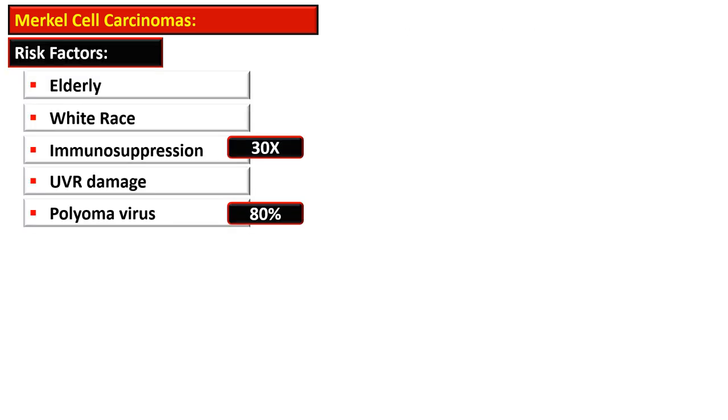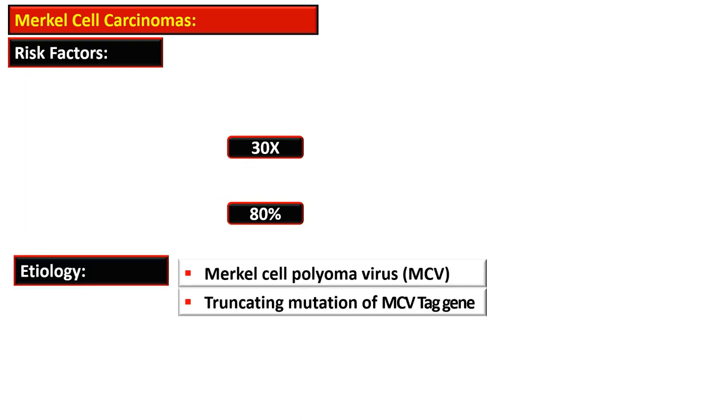So the risk factors for Merkel cell carcinoma can be summarized as an elderly white person, and if the person is immunosuppressed, he or she has more than a 30-fold increased risk of getting Merkel cell carcinoma. It is also associated with ultraviolet radiation, and 80% of the cases show polyoma virus. So etiology is linked with the Merkel cell polyoma virus, and the tumorigenicity is associated with truncating mutation of the MCV T antigen gene.